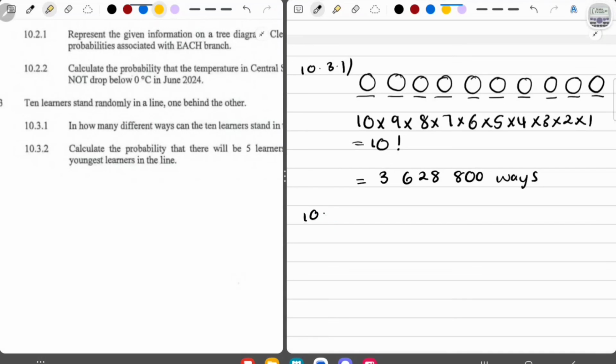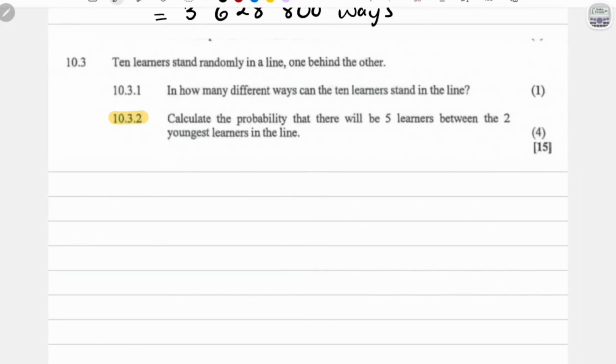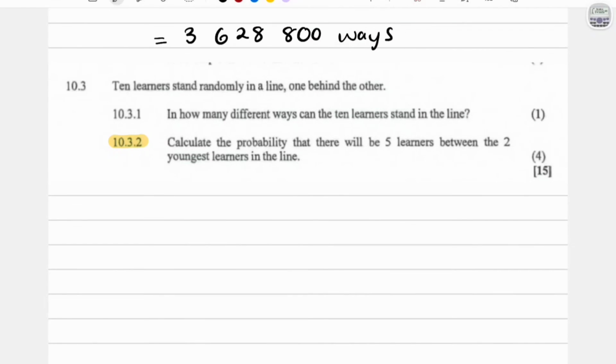The next question, 10.3.2. Okay, so for this last question, I just decided to expand the page because it's really the last question. I'm not really going to need the question paper anymore. So the last question says, calculate the probability that there will be 5 learners between the 2 youngest learners in the line.